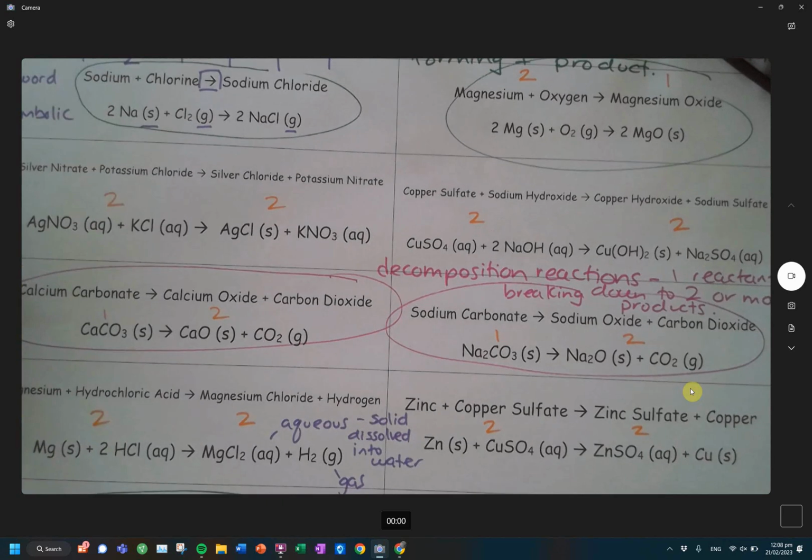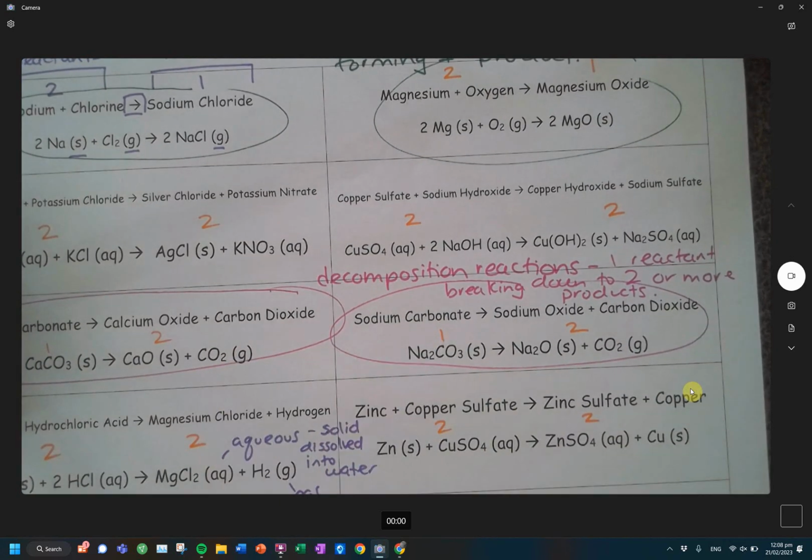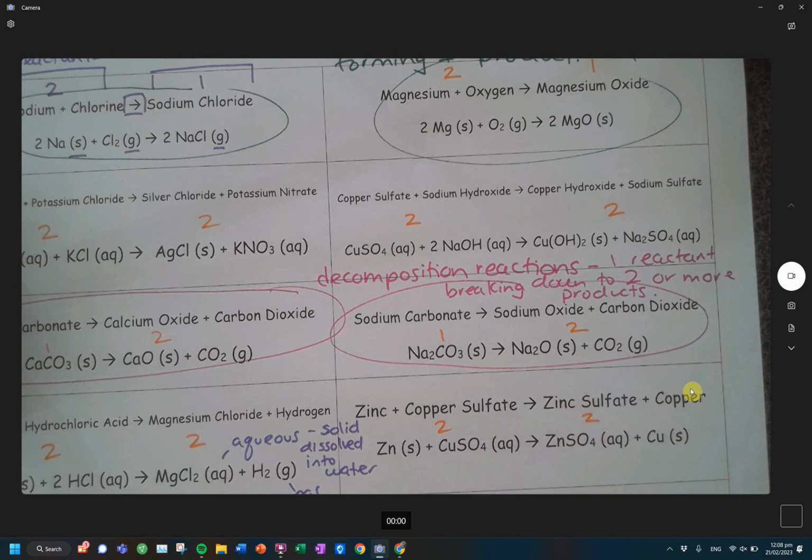So you should write down, so you have those 2 together and write decomposition reaction. We have 1 reactant breaking down to 2 or more products. We see that here, 1, 2. The next one is sodium carbonate, and that breaks down into 2 things, the sodium oxide and the carbon dioxide.